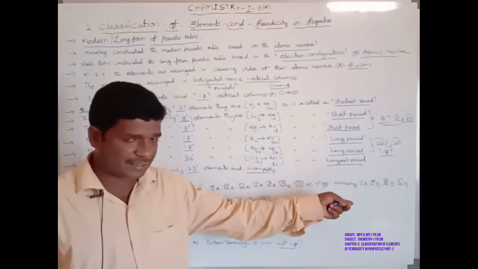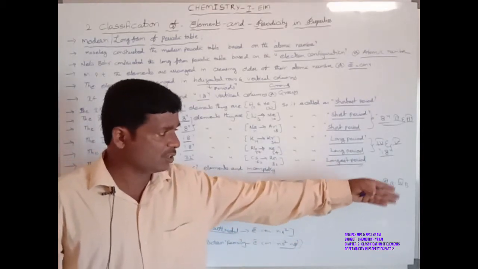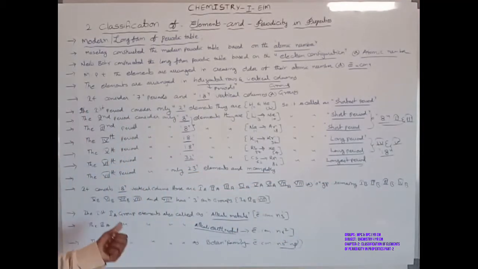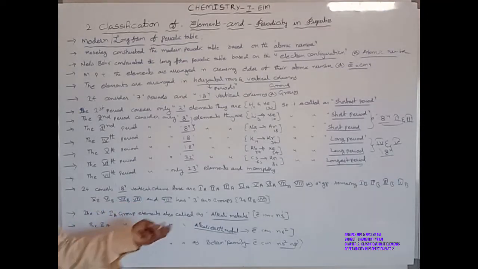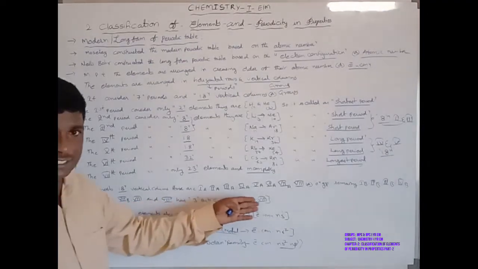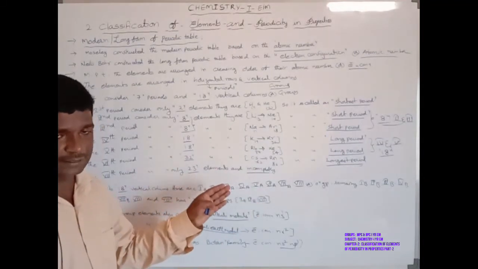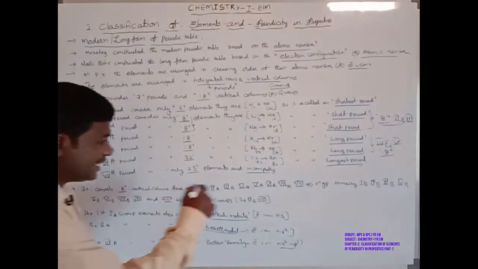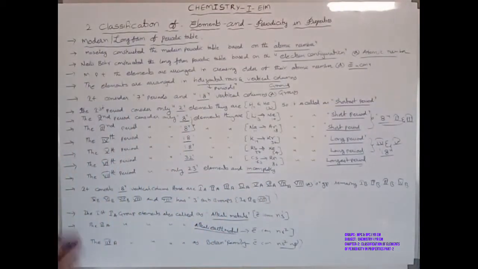The remaining is the B series: first B, second B, third B, fourth B, fifth B, sixth B, seventh B, and eighth. Eighth has 3 subgroups. Those are also known as first B, second B, and eighth. These are the 18 vertical columns present in the modern periodic table, or long form of the periodic table.